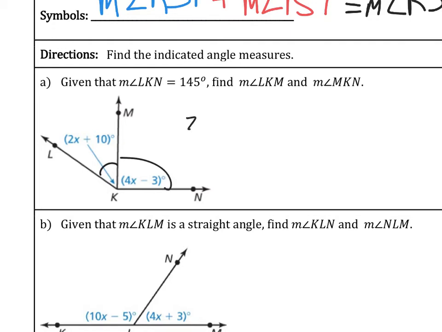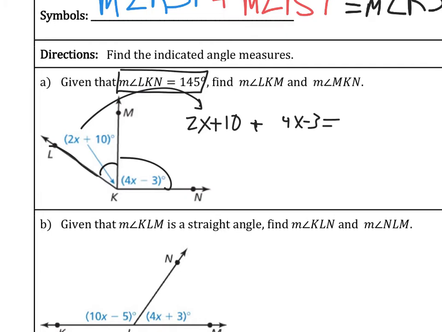Well, the two angles have expressions on them. The first one is 2x plus 10, that's this guy right there. And then the other angle is 4x minus 3 degrees. And if we add those, they have to add up to the whole thing. And how big is the whole thing? Well, we're told here that the whole angle, LKN, is 145 degrees. All right. So now it's just algebra.